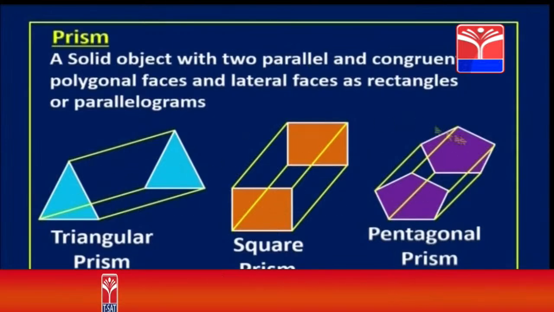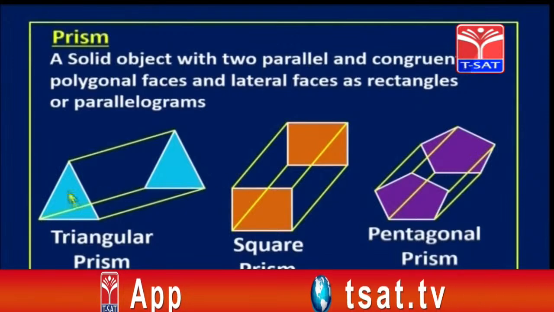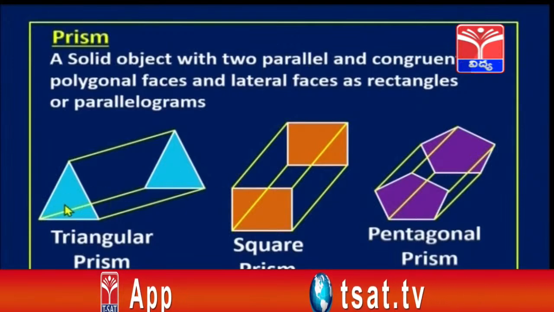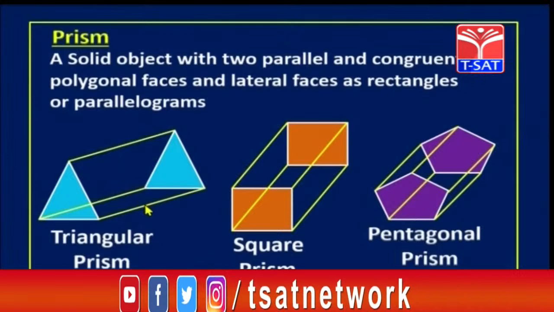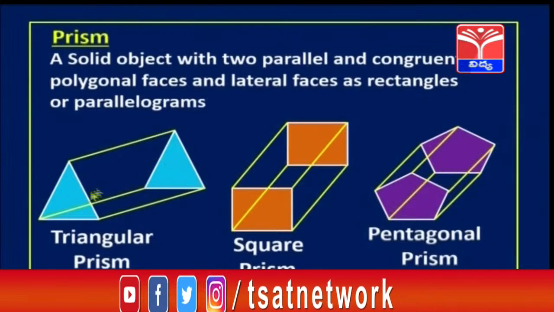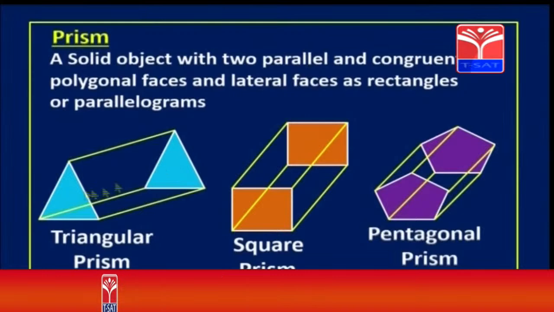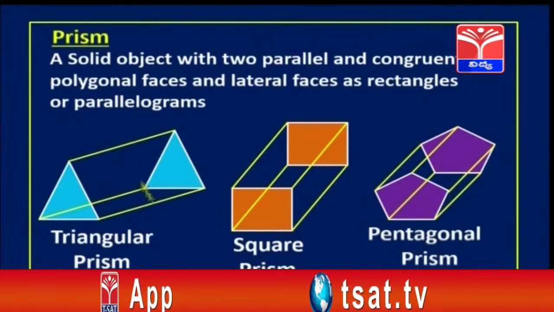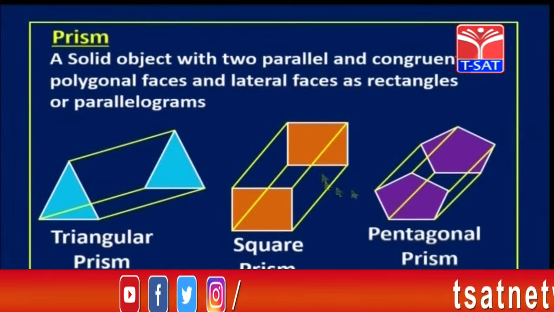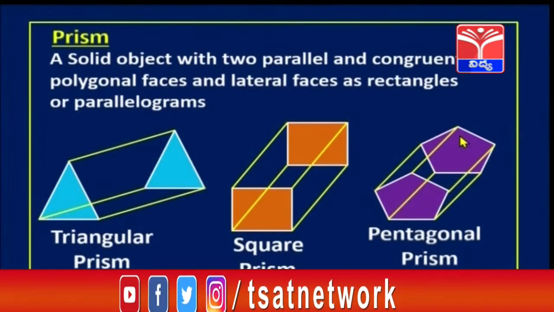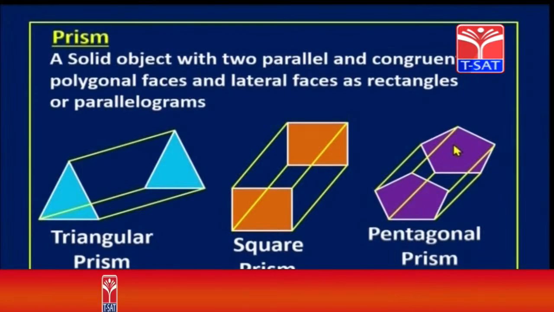See children, why are we calling them prisms? Try to observe. This triangle and this triangle are congruent and they are parallel to each other. And remaining faces are rectangles or parallelograms. Try to observe here, children. These two triangle faces are congruent to each other. They are parallel to each other. And remaining faces are either rectangular or parallelogram. Here also you can observe square, these squares are congruent and parallel to each other. This pentagon and this pentagon are congruent and parallel to each other.